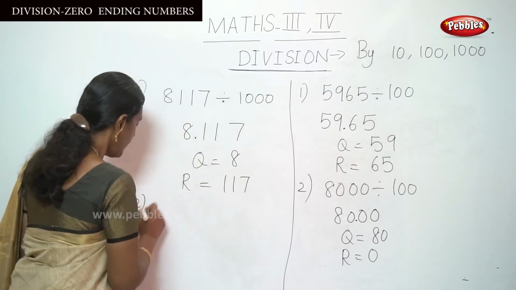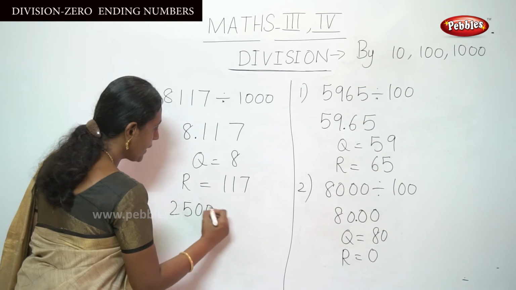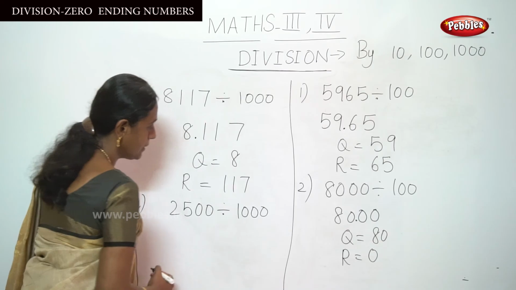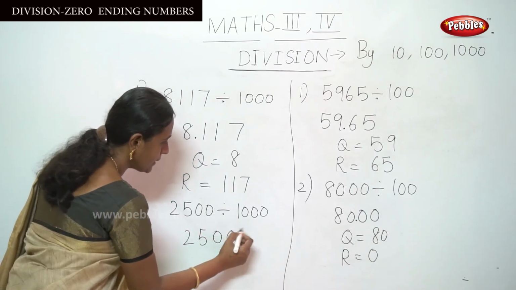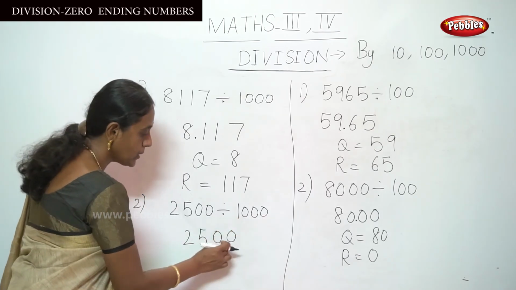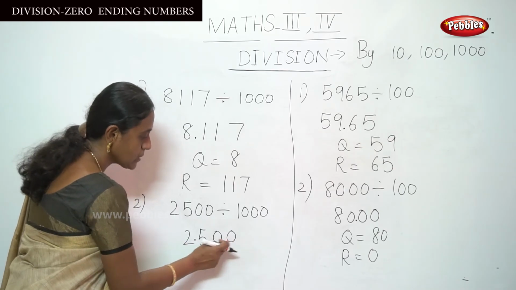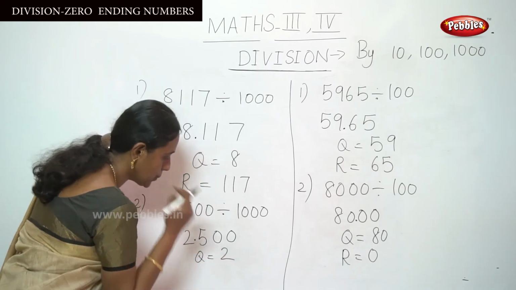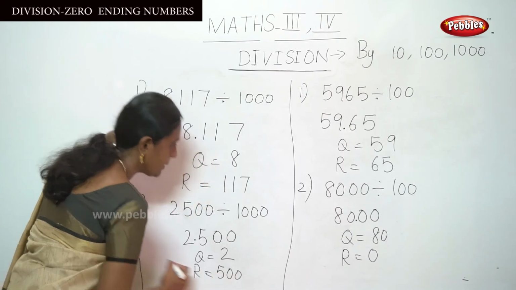Let me do another sum: 2,500 divided by 1000. I am putting it here, 2,500. Count the number of zeros here. Here there are 3 zeros. Put the decimal point from the right towards the left, 1, 2, 3. And the quotient is equal to 2 and the remainder is equal to 500.